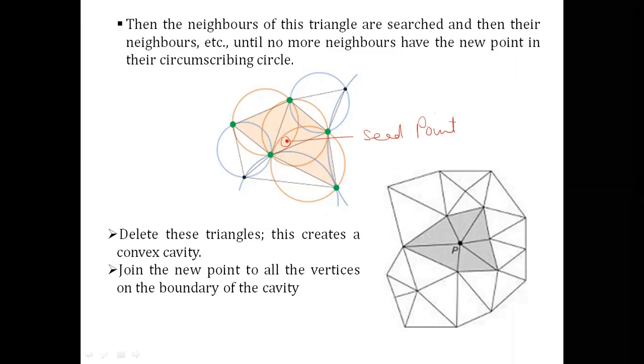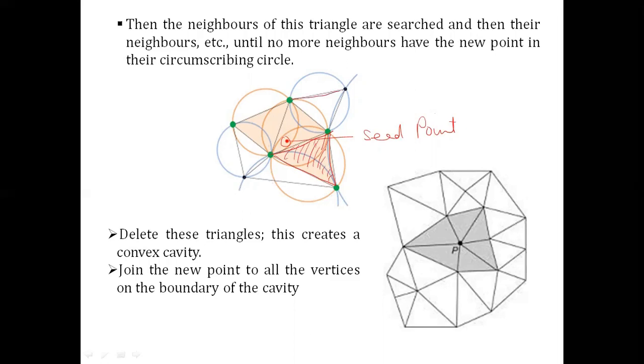So as you can see, this is the triangle. And once you have plotted the circumcircle, the triangle is lying within that circumcircle. Okay, so this is the circumcircle. So this becomes the marked area. Now this triangle is going to be affected.